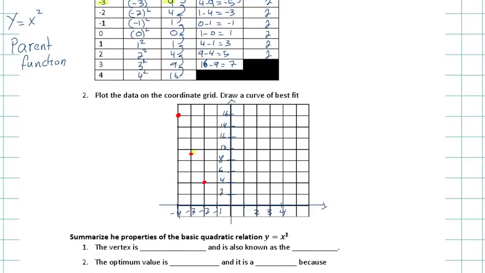And -2, 4. -1, 1. So it's right here. 0, 0. It's at the origin where both the x and y meet. 1, 1. 2, 4, 3, 9, and 4, 16.